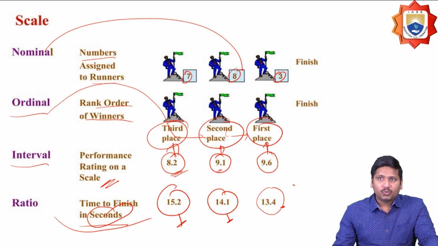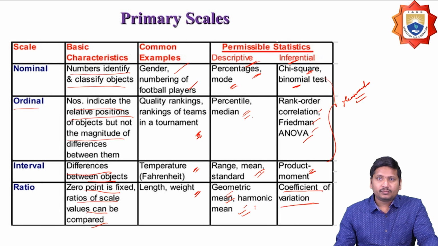The scales are nominal, ordinal, interval, and ratio scale. Nominal means numbers assigned to runners, and ordinal means the rank order is considered. Interval means we take something like a performance index, and ratio scale means values such as time, for example time in seconds.